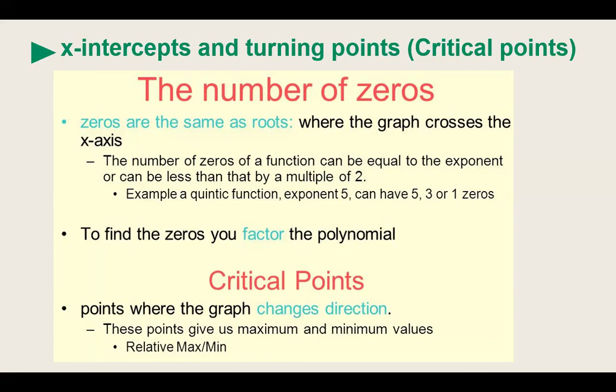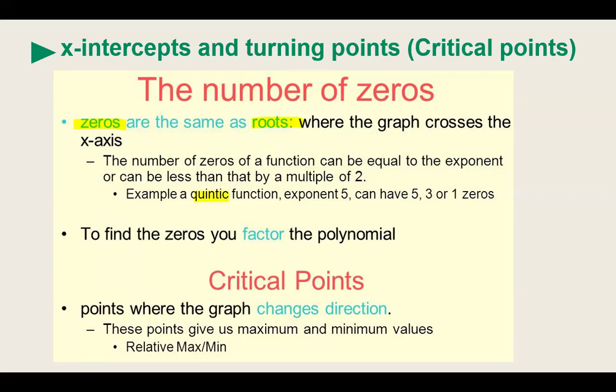So our zeros are the same thing as our roots, right? Our roots are where we cross the x-axis. So when you see the word zeros or roots or x-intercepts, they all are the same thing. They're synonyms for the same thing, okay? The number of zeros of a function can be equal to the exponent or can be less than by a multiple of 2.